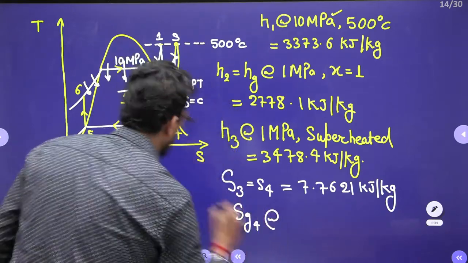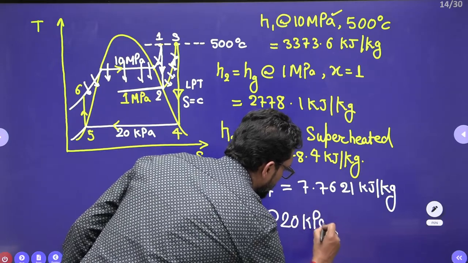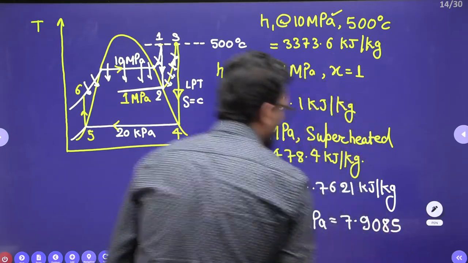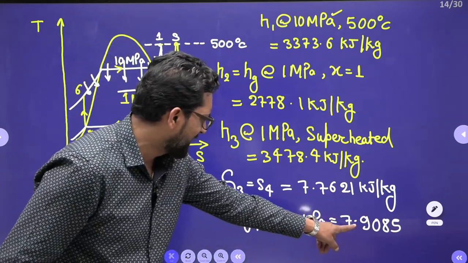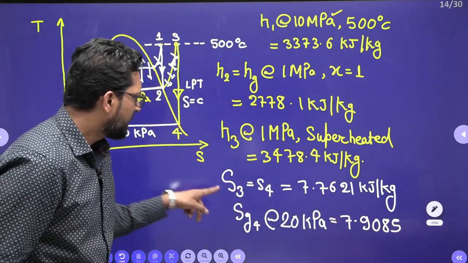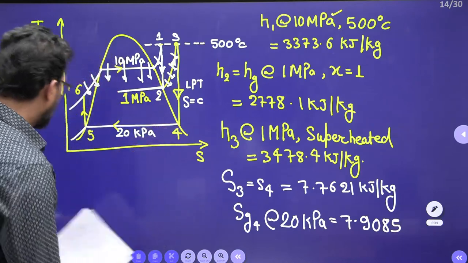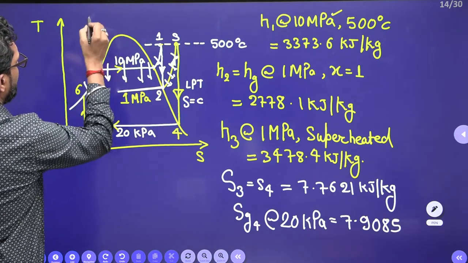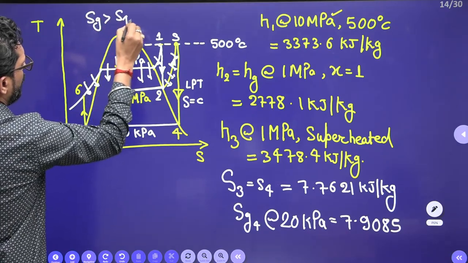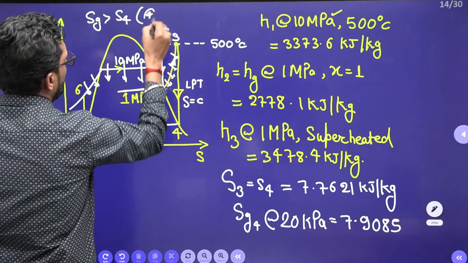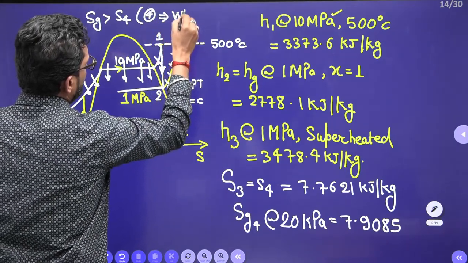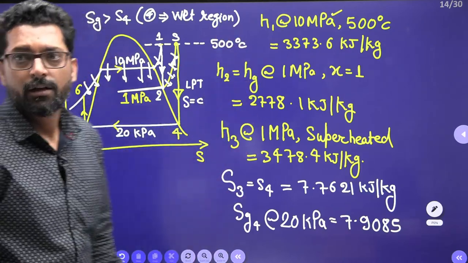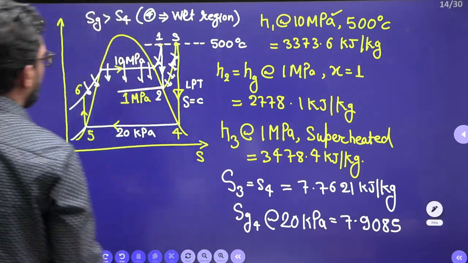And what is Sg4 at pressure 20 kilopascal? Go through the table. It is 7.9085. See the beauty. That means this Sg is higher than S4. That means, beta, you can write Sg is higher than S4. That means point 4 is in the wet region. Point 4 is in the wet region, beta.